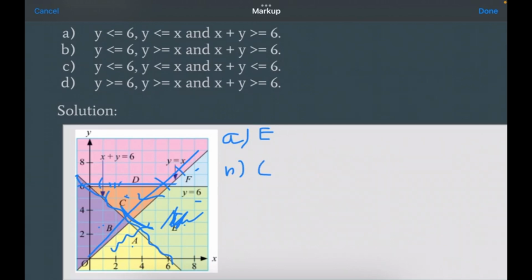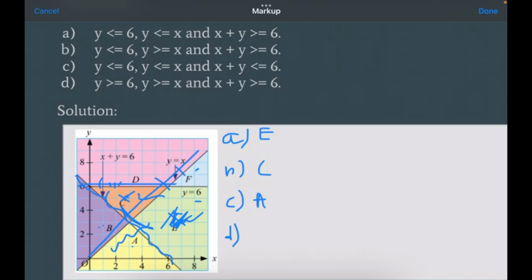Next, question C. y is more than or equal to 6. It could be A or B, because C and E have already been used. Then y is less than or equal to x, so it could be A or E, but E has already been picked. So the answer for C is A. Move on to the next question, D.